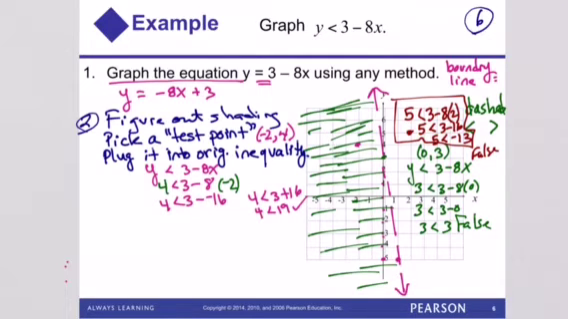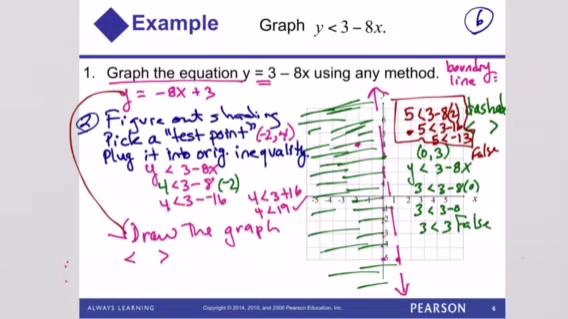Up here under step 1, I probably should have put draw the graph. If it's less than or greater than, it's going to be a dashed line. If it's less than or equal to or greater than or equal to, it's going to be a solid line. So we have that recorded here.